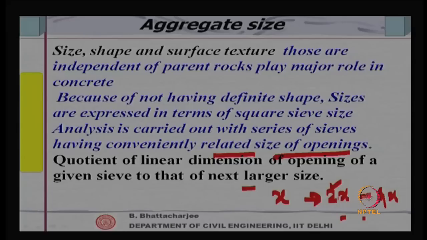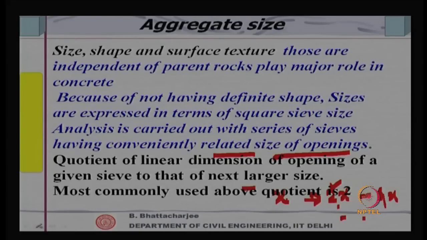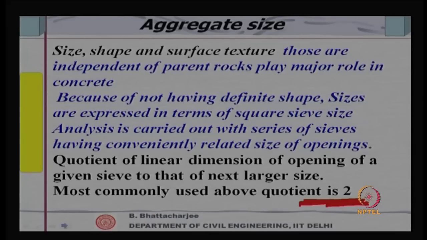Well, this quotient therefore is 2. So, the quotient of linear dimension of opening of a given sieve to that of next larger size, this we actually keep constant, and most often we use this quotient as 2. So, it is convenient to express the size of aggregate particles in geometric progression, and the size quotient generally used is 2, although it could have been anything else, but this is most convenient to use, and that is what we have been using.